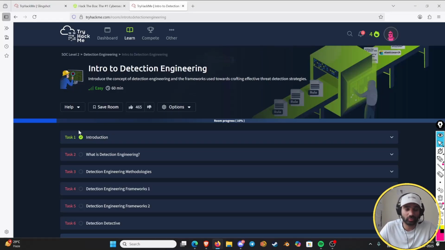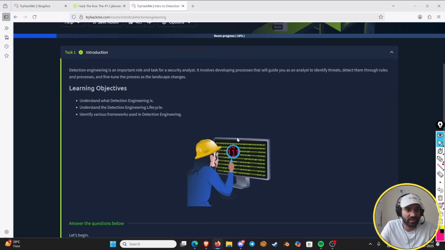This is SOC Level 2 rooms and we are today doing detection engineering. This is the introduction to detection engineering, introducing the concept of detection engineering and the framework used towards crafting effective threat detection strategies, right? So let's move on with task 1.